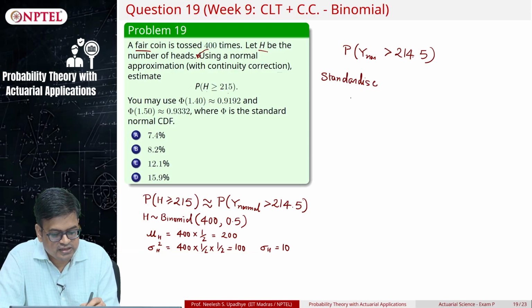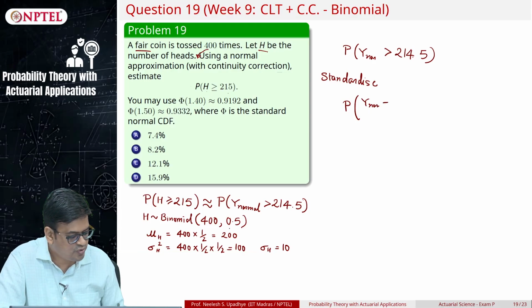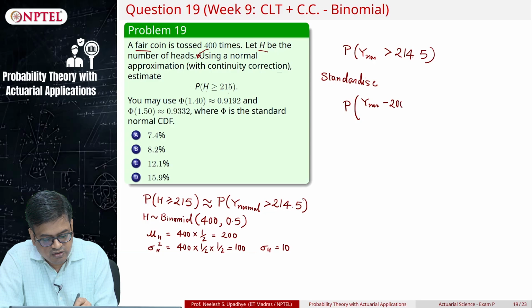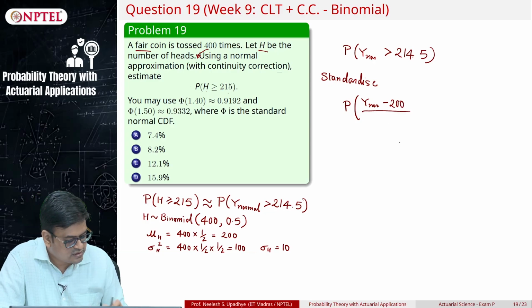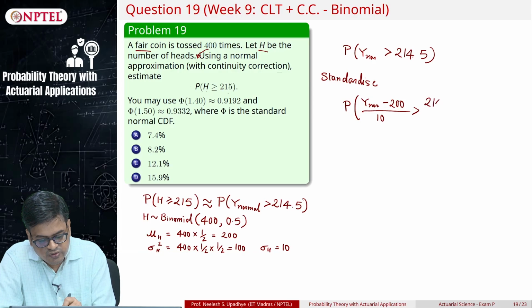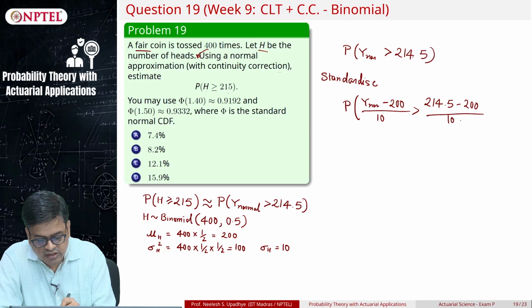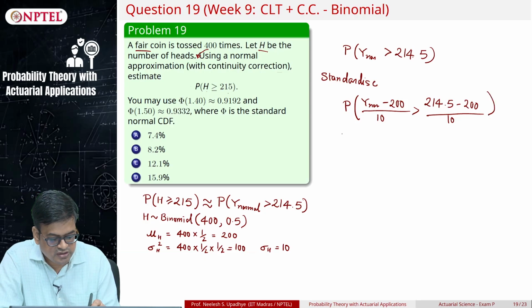How will I standardize this? Basically, I will subtract the mean from this y normal. So, y normal minus the mean mu, which is 200, upon sigma, which is 10. So, the probability of y normal greater than 214.5 minus 200 upon 10.